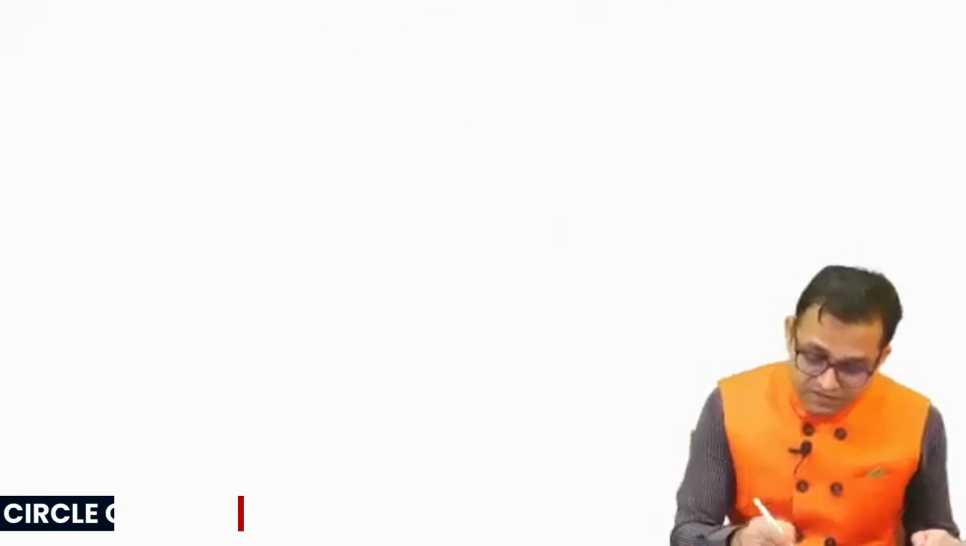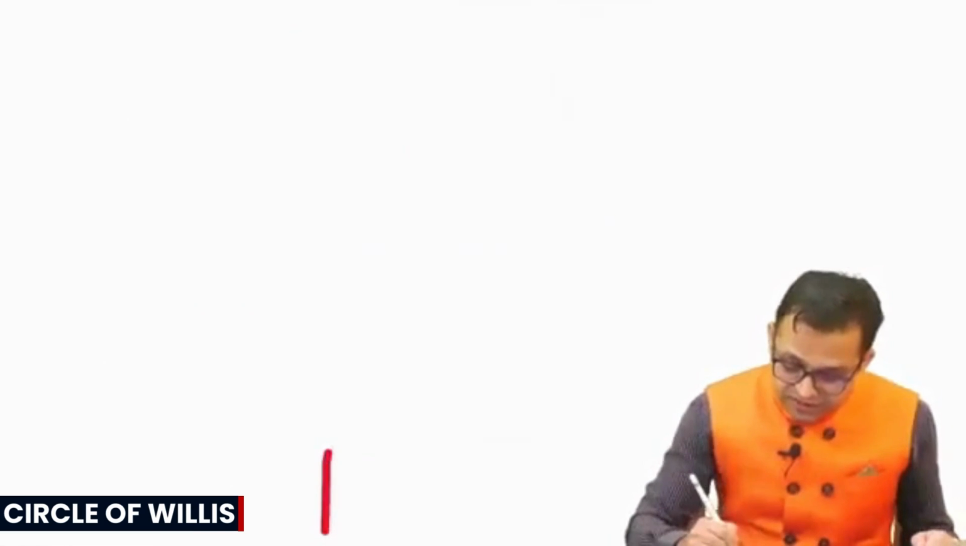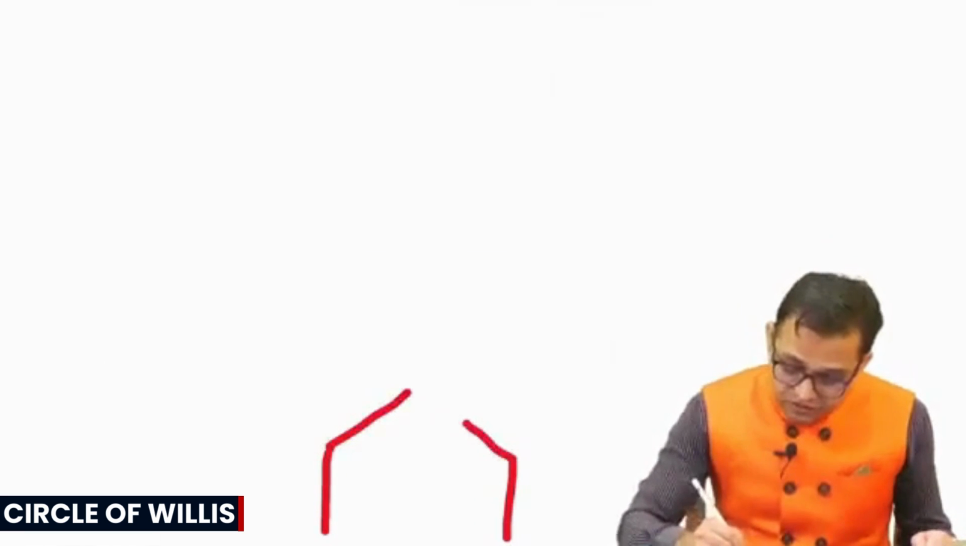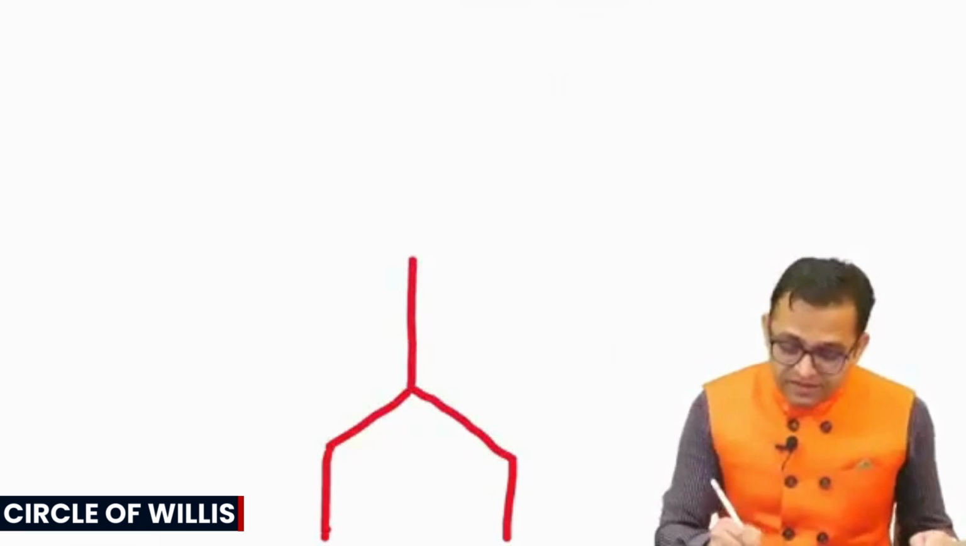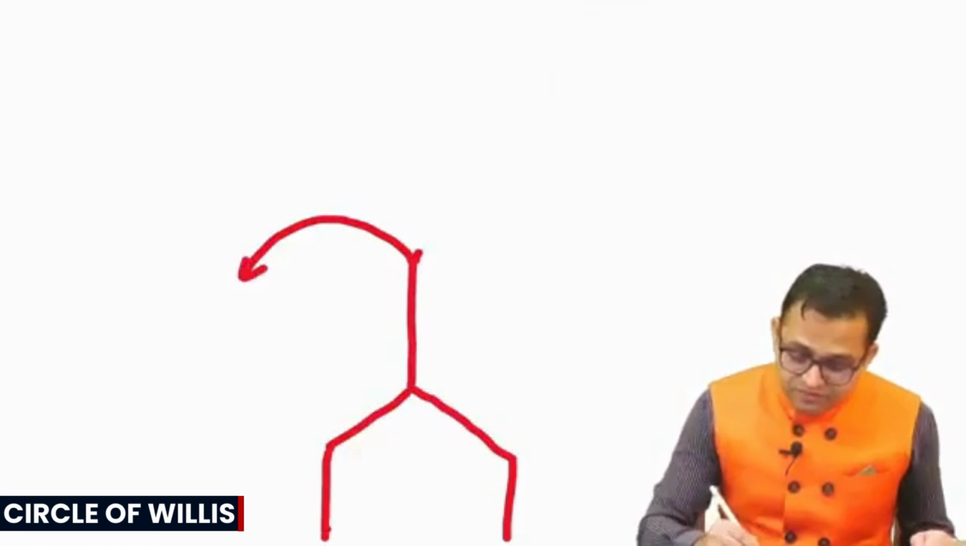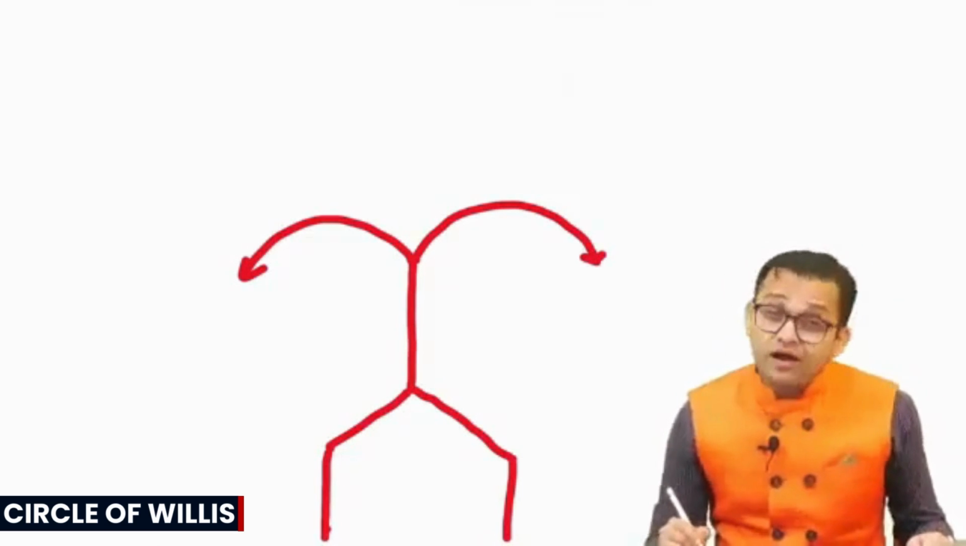Circle of Willis. So try to understand the Circle of Willis. Sir, there are our right and left two vertebral arteries. These are uniting together and making the basilar artery, and then this basilar artery is dividing, it is going back side. Sir, this is our posterior cerebral artery.